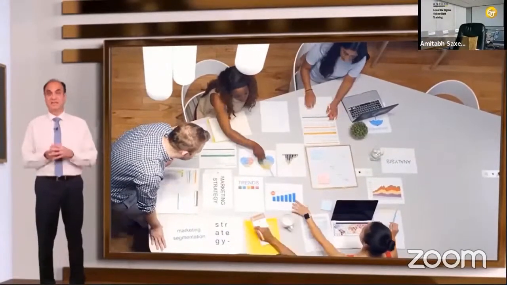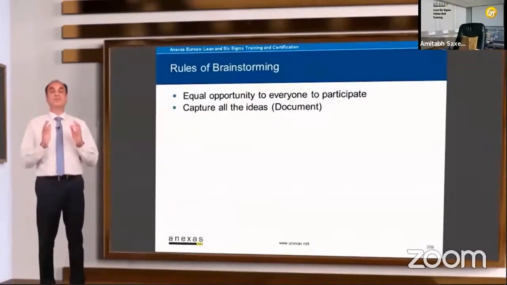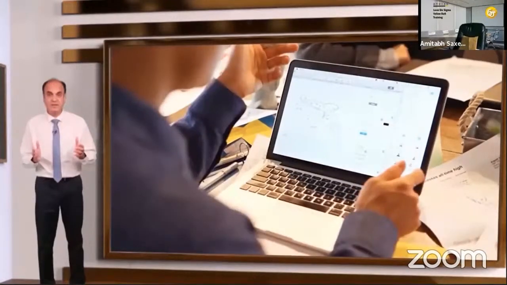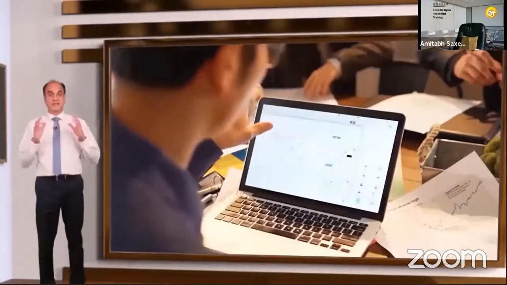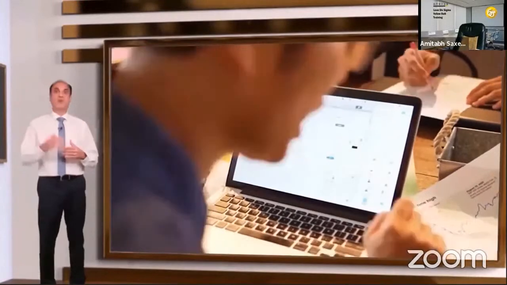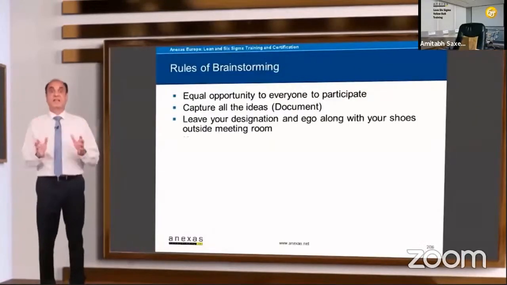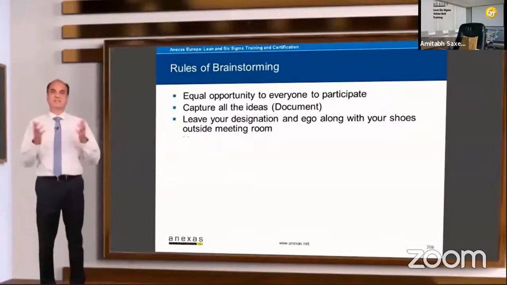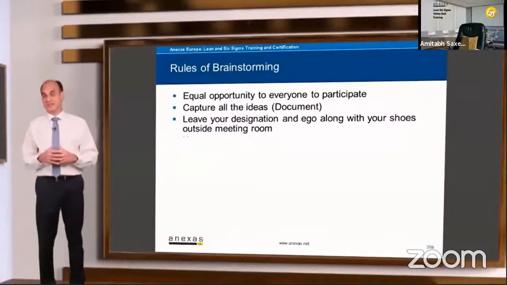As I told you, we will be learning in the improve phase. Capture all the ideas, so document all the ideas, whatever is being discussed, whatever ideas the participants give. Someone should be there to document, or you can appoint a scribe. Leave your designation and ego along with your shoes outside the meeting room. That means don't think that if you are senior, your idea carries more weightage. This ground rule should be very clear to everyone, and everyone should be encouraged to give an idea, and everyone's idea should carry equal weightage.